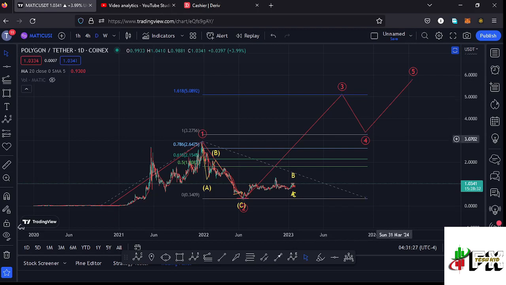So those are my short-term and the long-term scenarios that I'm expecting to play out, and let's be patient and see how that plays out, and I'll keep you updated.